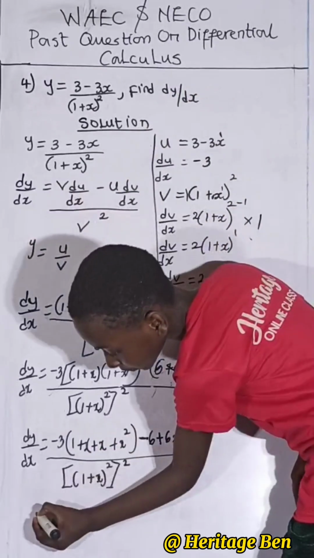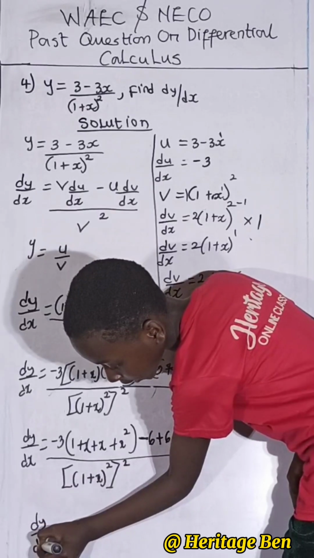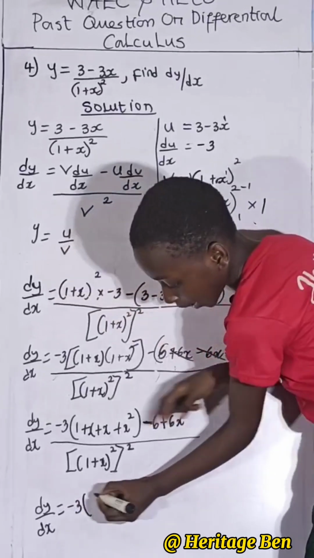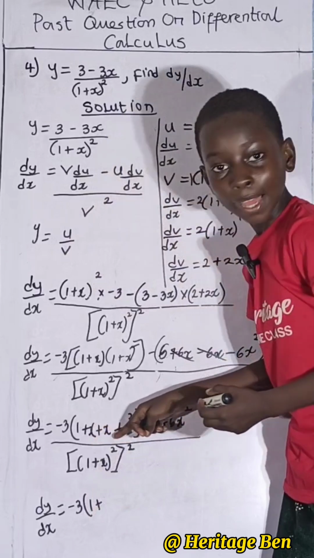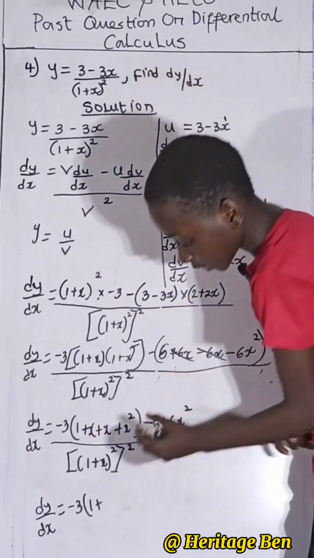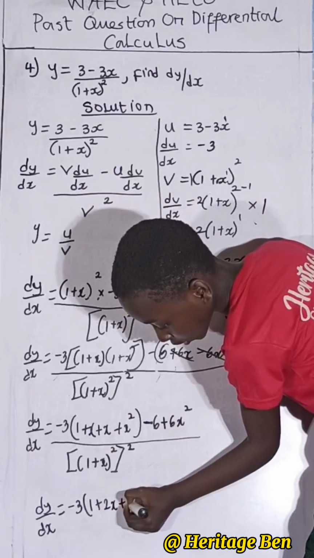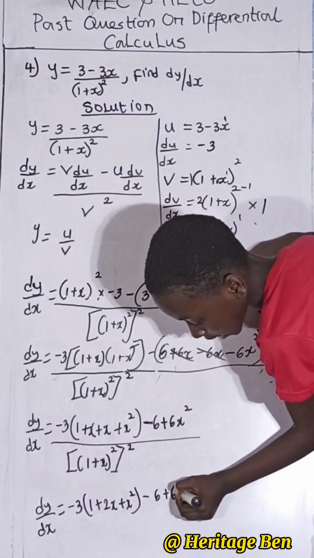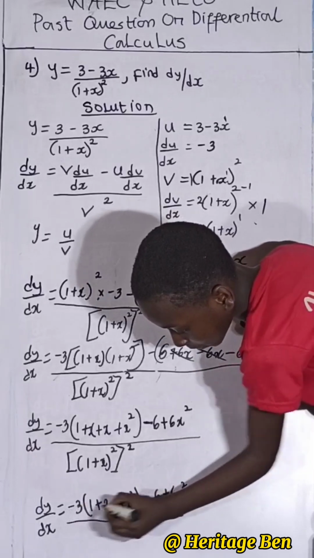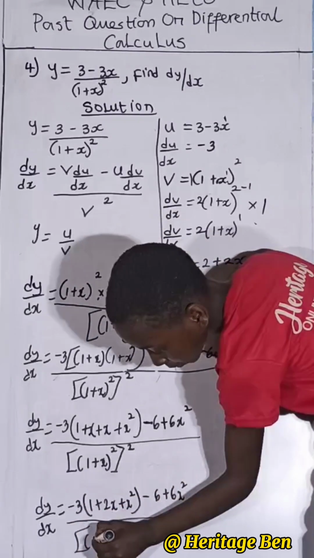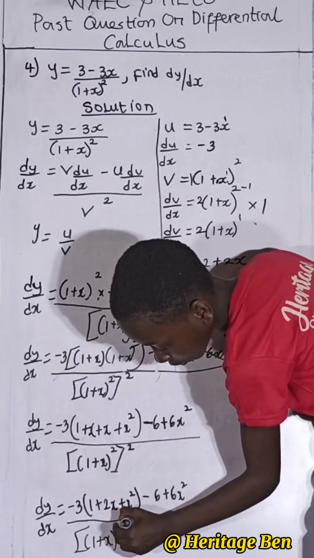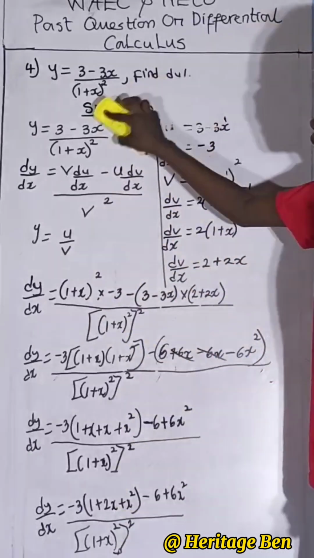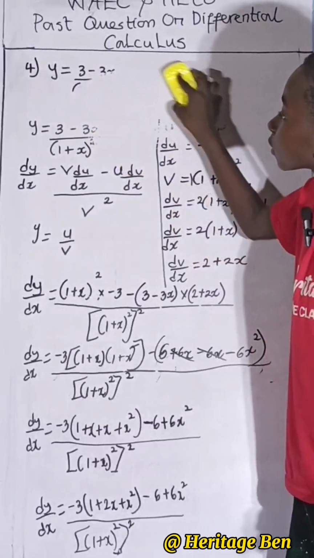Now dy/dx is equal to minus 3 open bracket 1 plus x plus x, 2x, plus x squared, close bracket, minus 6 plus 6x squared, divided by ((1 plus x) squared) all squared.